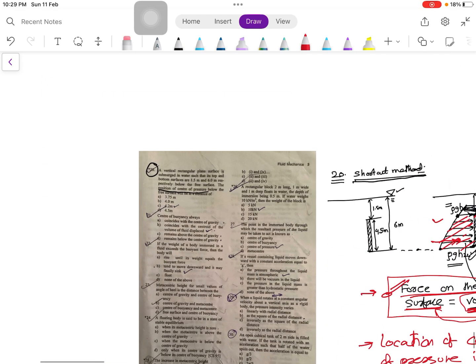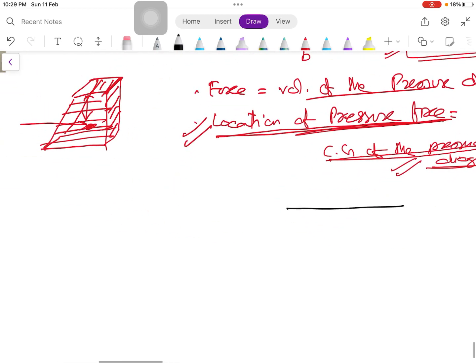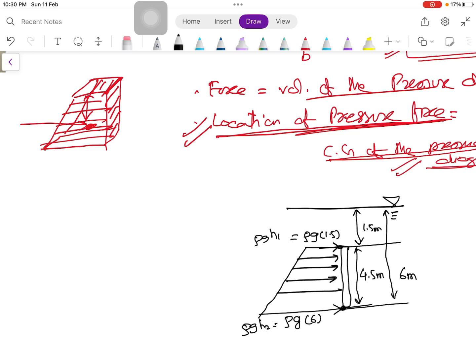All right, so this is the plate, and let me just draw it once again. We have a free surface and a plate immersed with its top edge at 1.5 meters and bottom edge at 6 meters. So the height of the plate is 4.5 meters. Let us draw the pressure diagram. At the top point, the pressure is rho g times 1.5 meters because the depth is 1.5 meters. At the bottom point, the depth is 6 meters, so the pressure is rho g times 6 meters. That is rho g h1 and rho g h2. At all points in between, the pressure variation is linear.